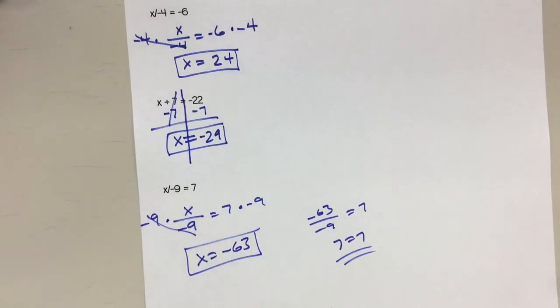So just remember, when we're solving one-step equations, you simply do the opposite of whatever's being done to x, and you need to do it to both sides of the equation. Things will get more complicated later, so it's very important that you understand these simple steps.